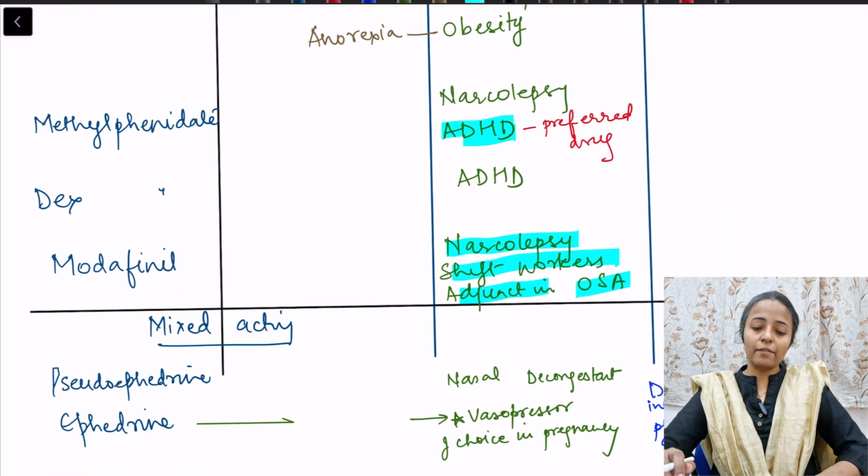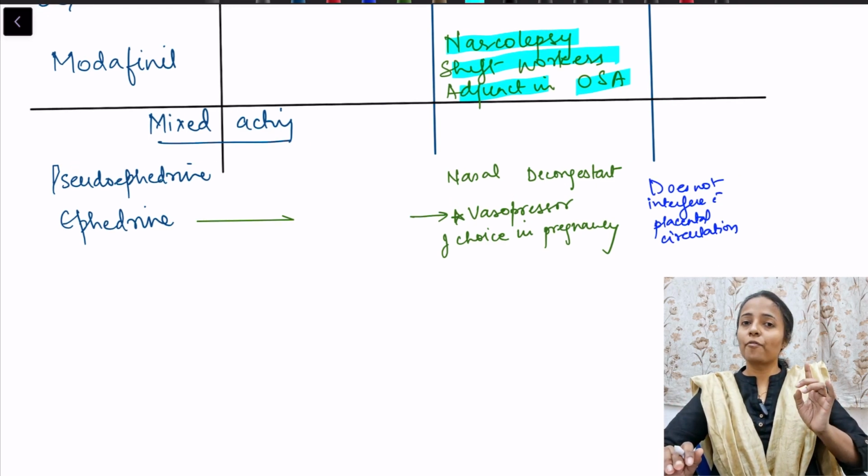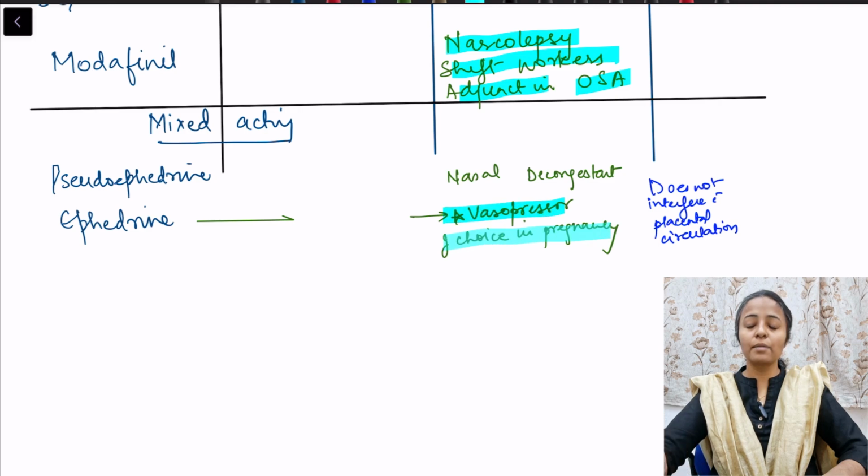Fine. Then we have mixed acting drugs, pseudoephedrine and ephedrine. There is another drug, mephentermine, which we have already seen is used to prevent hypotensive episodes during spinal anesthesia. Okay, so here we have pseudoephedrine and ephedrine. Ephedrine is the vasopressor of choice in pregnancy because it does not interfere with placental circulation. Pseudoephedrine can also be used as a nasal decongestant.